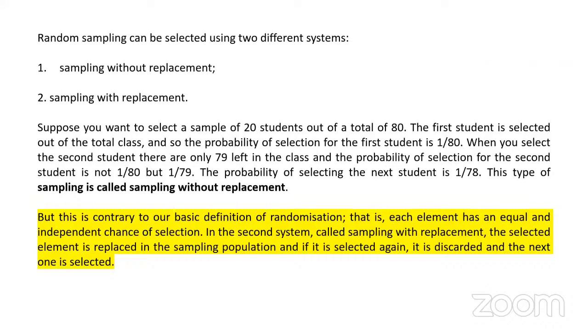The problem is that it is actually contrary to the basic definition of randomization, because we started by saying that each element has an equal opportunity or independent chance of being selected. But here, without replacement, what happens? One by one, this chance is getting reduced. Am I making sense here?